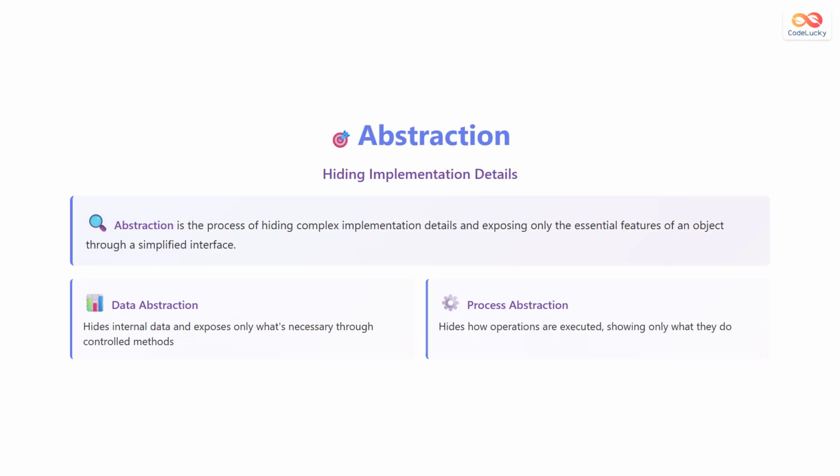Abstraction is the process of hiding complex implementation details and showing only what matters. Data abstraction hides internal data and exposes only what's necessary through controlled methods. Process abstraction hides how operations work internally, showing only what they do. Think of a car. You know how to use the accelerator and brakes without needing to understand the engine mechanics underneath.